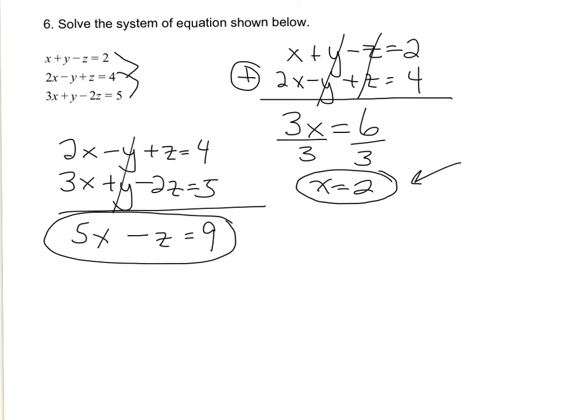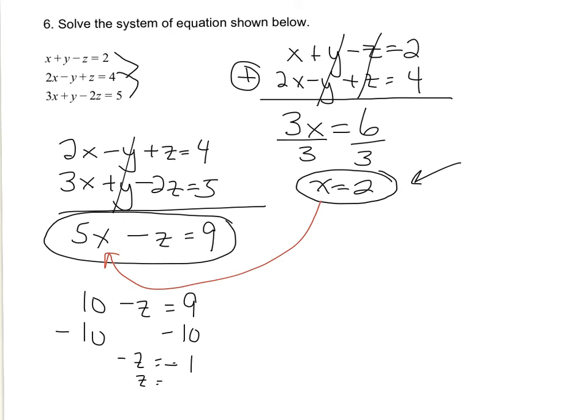But in this case, like I said, we know x is 2, so I can just substitute that into here to find z. So 5 times 2 is 10, minus z equals 9. So I'll subtract 10, so negative z equals negative 1. So z equals 1. So now we have 2 of our 3 variables, now we just have to find y.